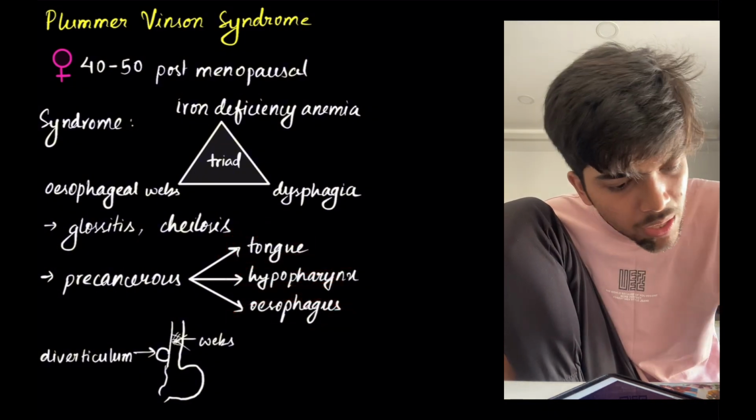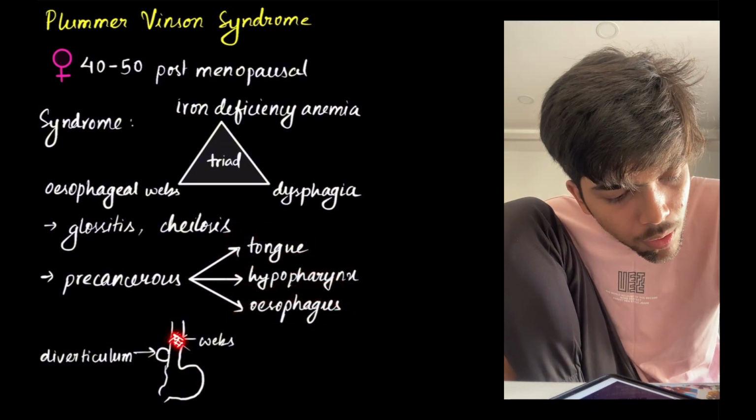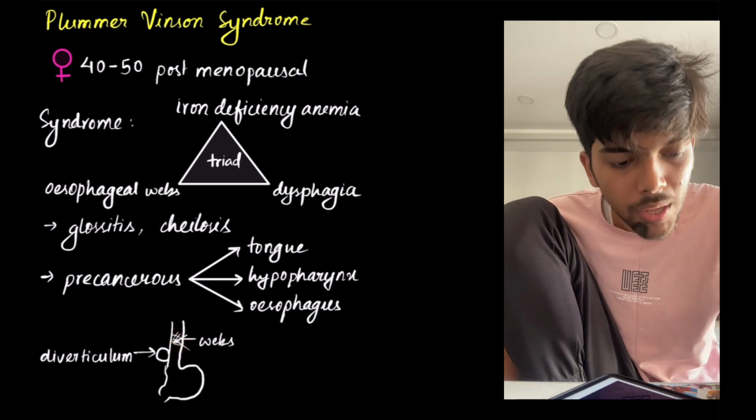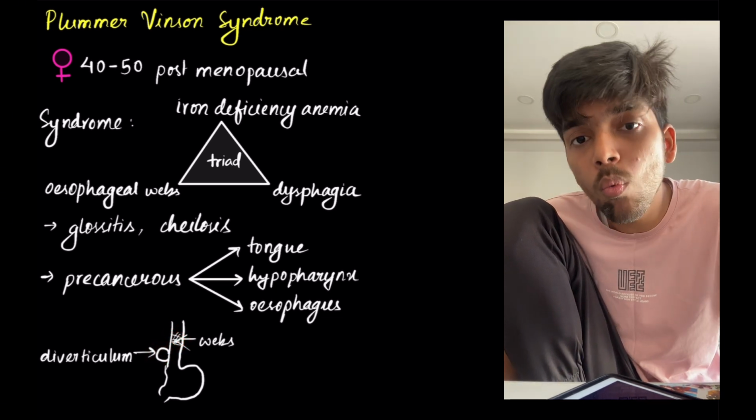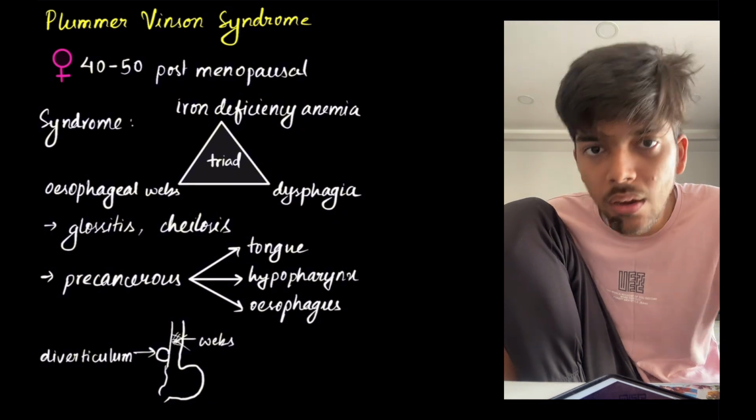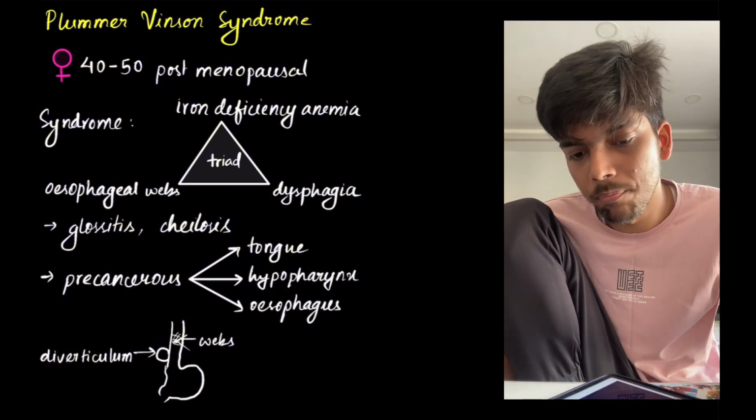One small concept. This thing that was formed inside the esophagus is a web, but if on the outer wall of the esophagus a swelling occurs, or on the outer wall of any part of the gut a swelling occurs, that's a diverticulum.